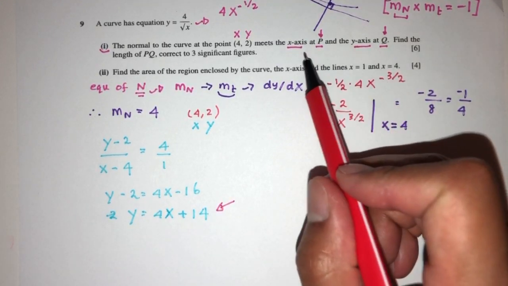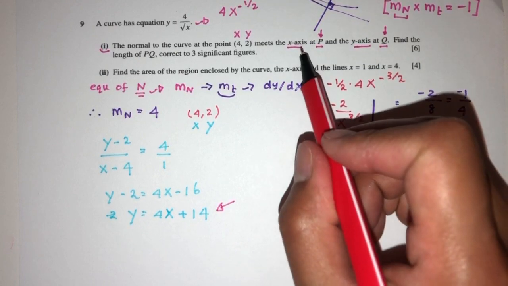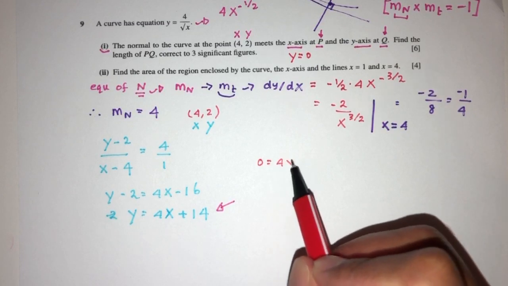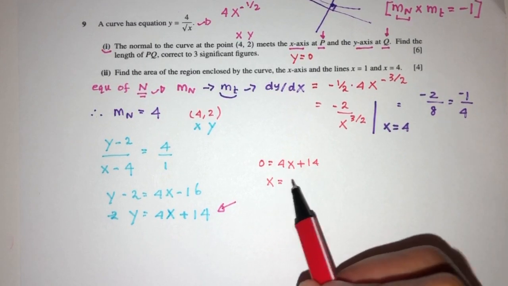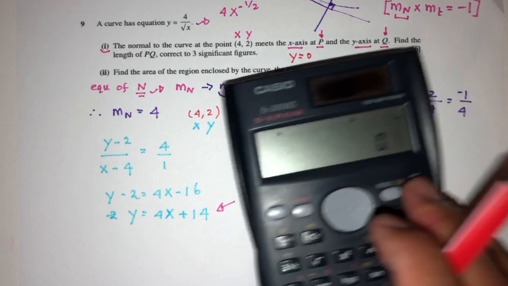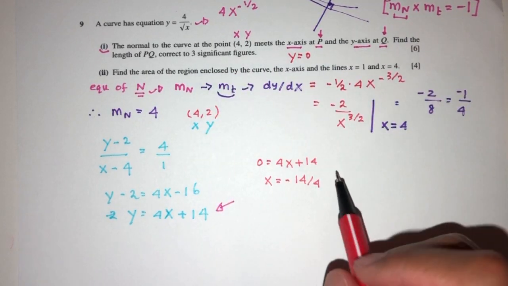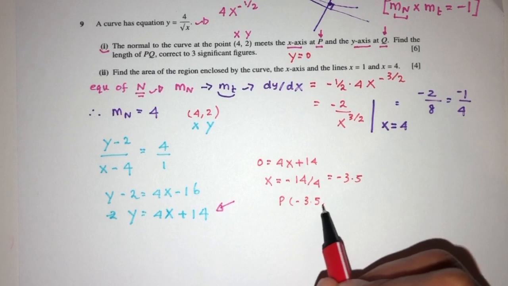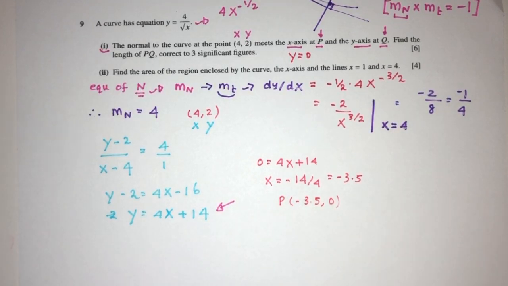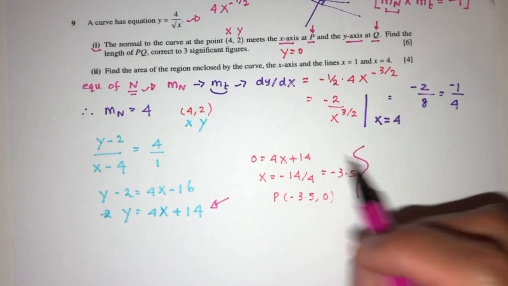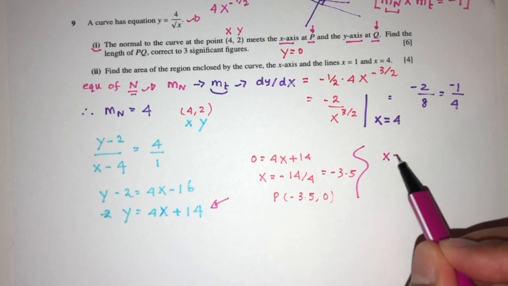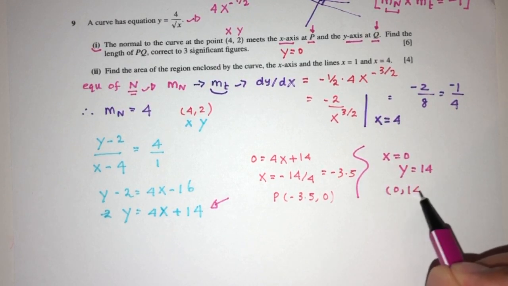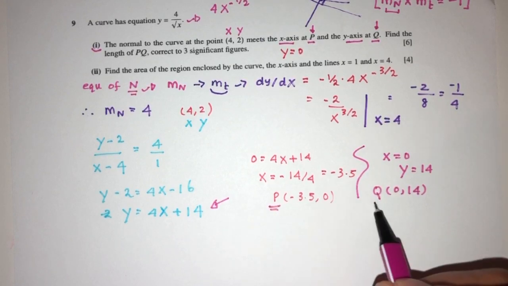Now moving on, we have to find the points P and Q. The point P is on the x-axis. We know that on the x-axis the y value has to be 0. Replace, you have 0 equals 4x plus 14. x has to be minus 14 over 4. Let's see what that gives me: minus 3.5. So the point P has to be (minus 3.5, 0). Now moving on to the next one. On the y-axis, the value of x has to be 0. Replace, you will have y equal to 14. So the passing point will be (0, 14). That will be the point Q. P and Q, we have found the values.